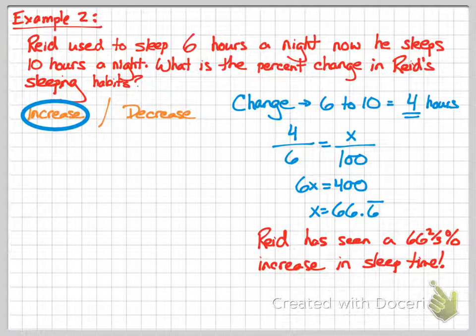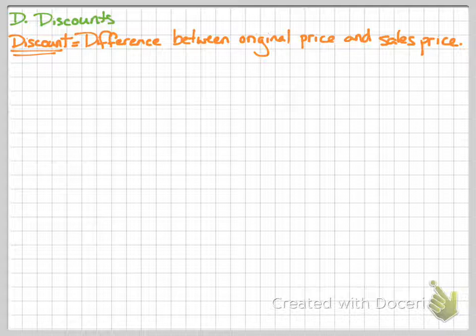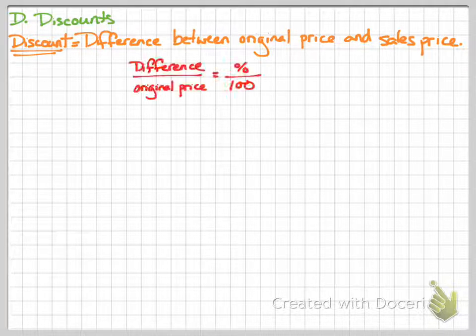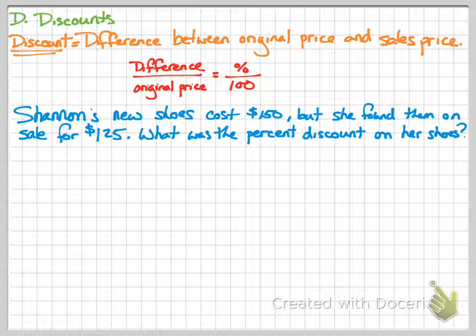Now let's do our last example. Discounts. This is the last problem type we're going to talk about today. Same concept. The discount is a difference or a change between the original price and the sales price. So it's modeled the same as the percent increase and decrease problem. The difference in the original price and the sales price over the original price, again, it's over the original, just like percent change, equals percent over 100. So let's look at this example.